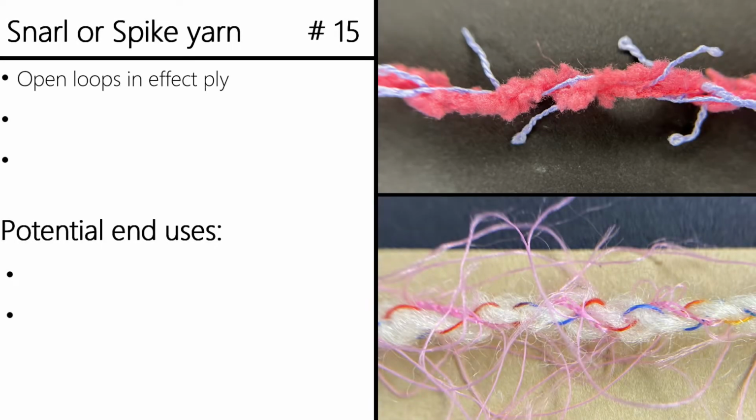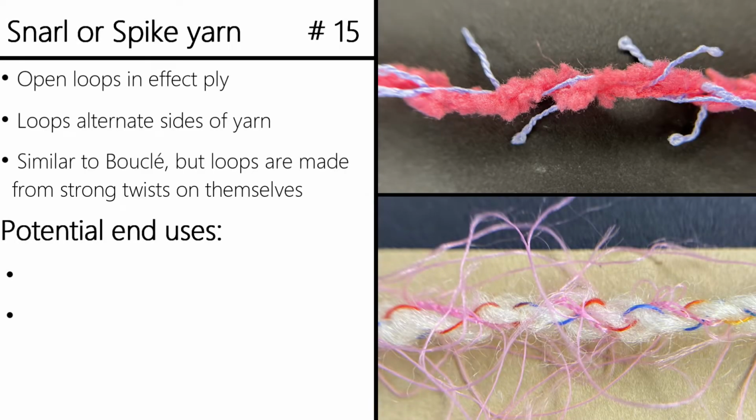Next, we will look at sample 15, the snarl or spike yarn. This yarn is characterized by having open loops in the effect ply on alternating sides of the ground ply. The snarl or spike yarn is similar to the boucle loop yarn, but the effect ply is formed by areas of high twisting on itself instead. This yarn can be found in interior design for things like trims and curtains, or in apparel for things like sweaters.